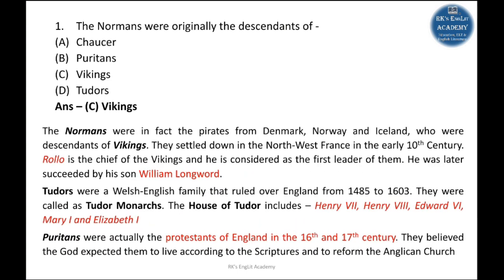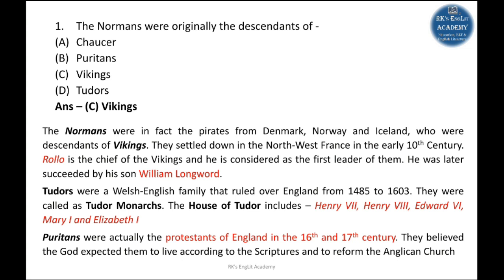the Normans were in fact the pirates from Denmark, Norway and Iceland who were descendants of Vikings. They settled down in northwest France in the early 10th century. Rollo is the chief of the Vikings and he is considered as the first leader of them. He was later succeeded by his son William Longsword.